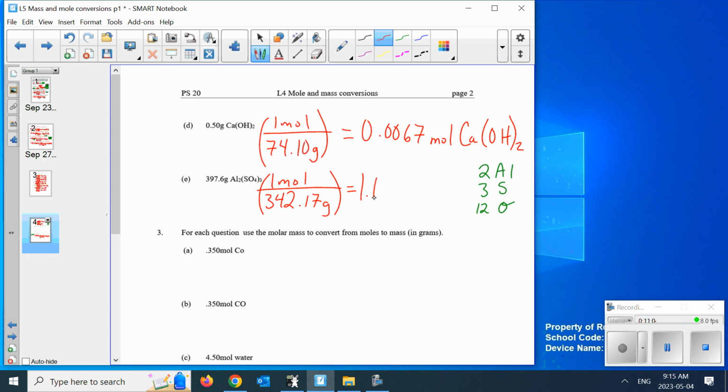More significant digits. So 162 moles Al2(SO4)3. Okay. Is this matching people? Like Madeline, you got a match? I trust you. All right.